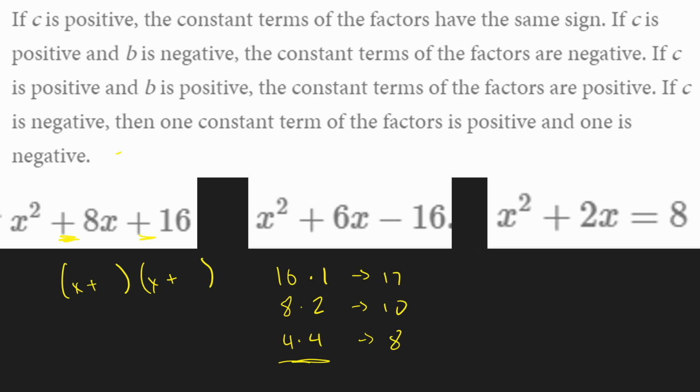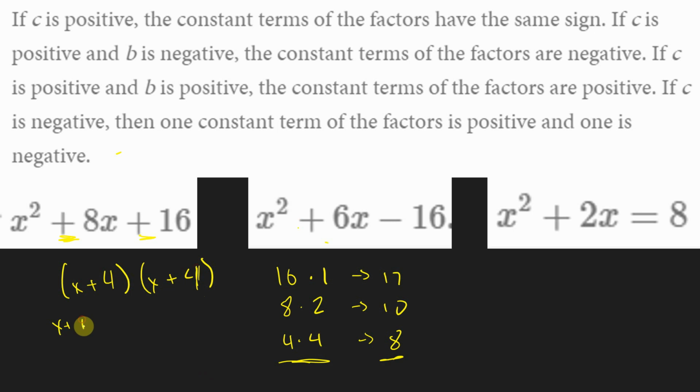So 4 times 4 is 16, but 4 plus 4 is 8. So I know that 4 and 4 are my factors, and I don't know why that happened. There we go. So I know that those are my factors, right? And for those of you that remember the previous lessons, of course, you can use zero product property, right?